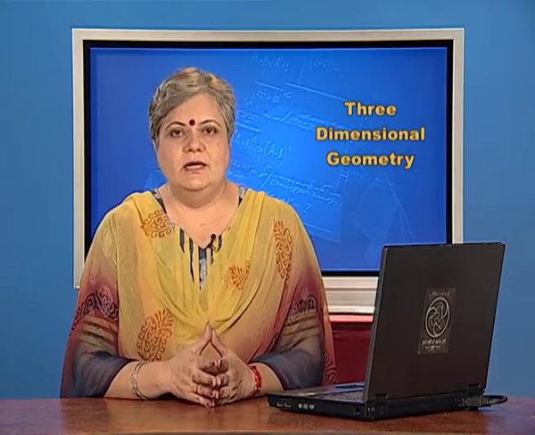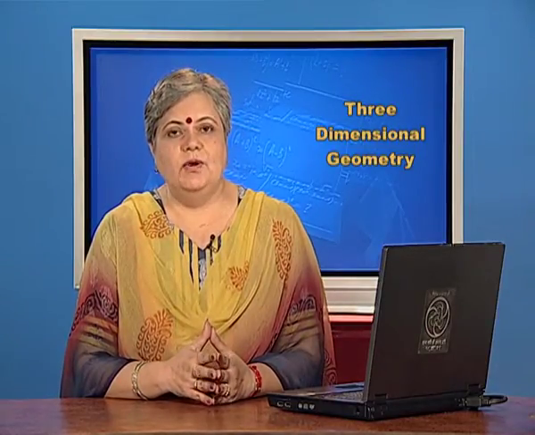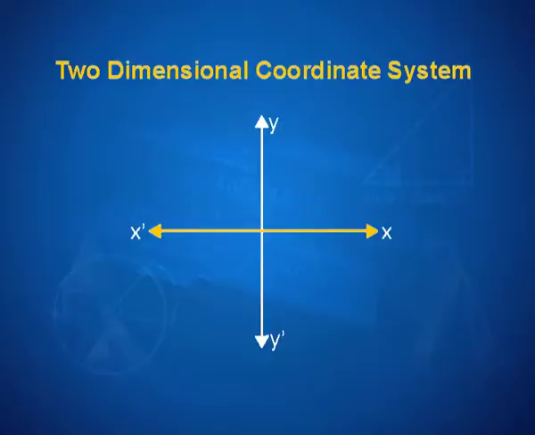mutually perpendicular to each other, intersecting at a point which is referred to as origin. In 2-dimension coordinate system, we have set of lines, horizontal line known as the x axis and the vertical line known as the y axis, perpendicular to each other, intersecting at a point which is referred to as the origin.